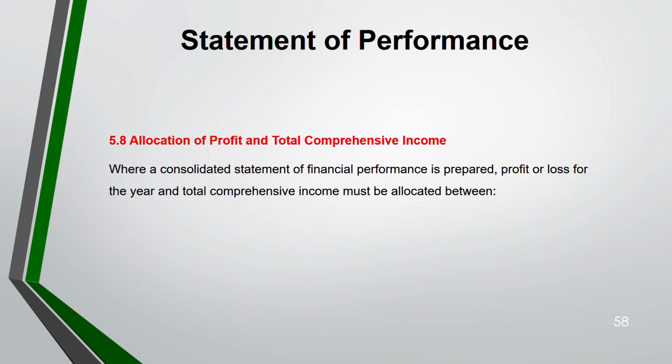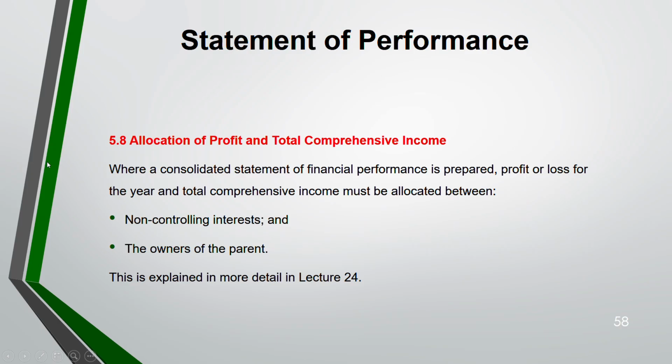So where a consolidated statement of financial position is prepared, profit or loss and total, not other, total comprehensive income, that means with profit you take OCI, total comprehensive income you have to allocate between NCI and the owners of the parent. This will be given to you based on the percentage. Let's say you have acquired 70%. So 70% is for the parent and 30% is your NCI. So you take 30% of your profit and 30% of total comprehensive income and allocate to NCI, 70% to parent. This will be explained in detail in lecture 24 when we do group accounts.